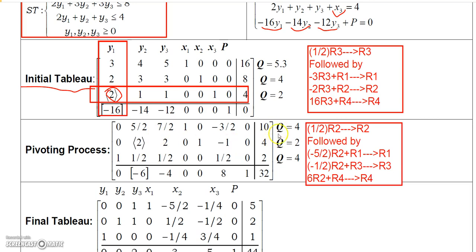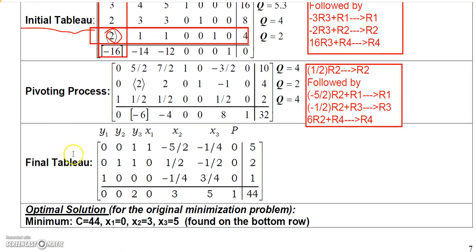And if you check your three quotients here, 10 divided by 5/2 is 4. 4 divided by 2 is 2. 2 divided by 1/2 is 4. So you're going to see that this right here is going to be your new pivot element. And then to do the row operations there, you multiply row 2 by 1/2, followed by multiplying row 2 by negative 5/2 and adding it to row 1 to cancel the 5/2, then multiply row 2 by negative 1/2 and add it to row 3 to cancel the 1/2, and then finally multiply row 2 by 6 and add it to row 4 to cancel the negative 6.